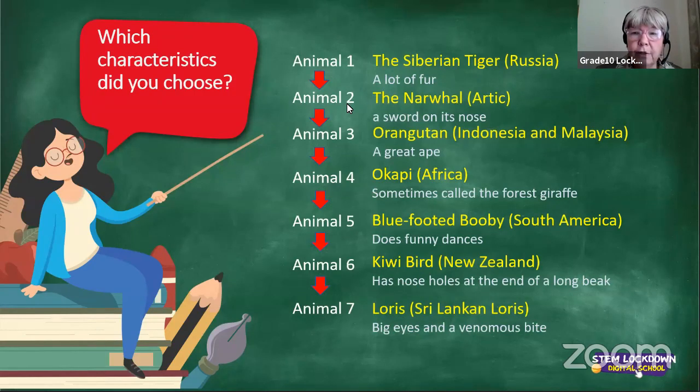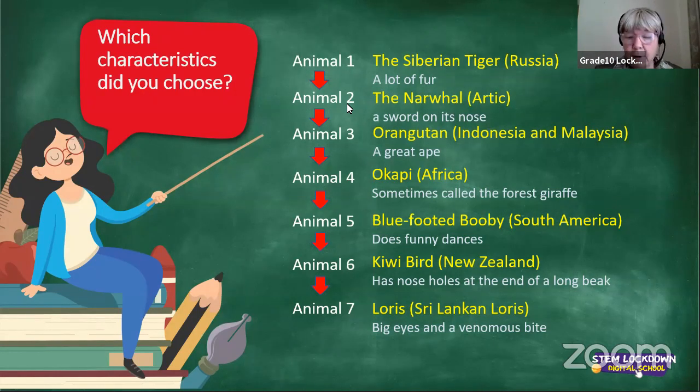I wonder what you wrote. Did you get a characteristic for each animal? Can you see that animal in your mind right now? And notice that characteristic about it? Good job.